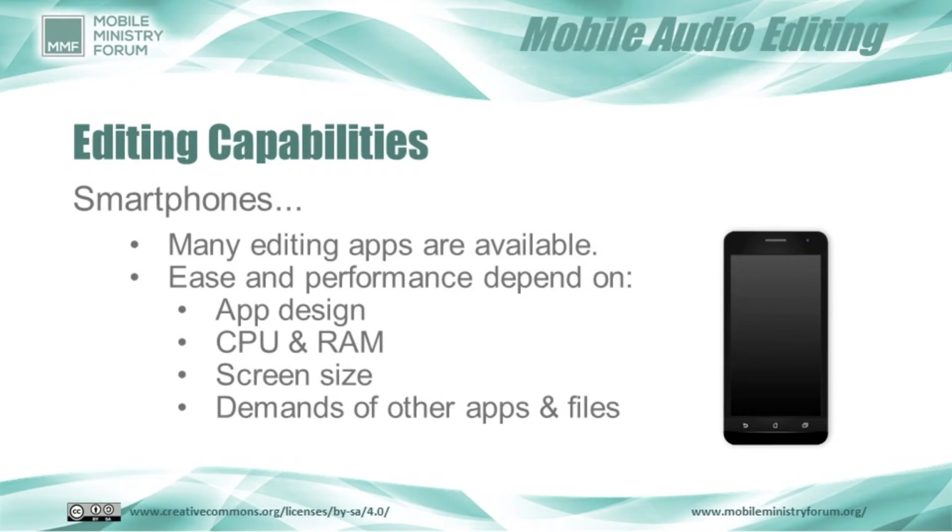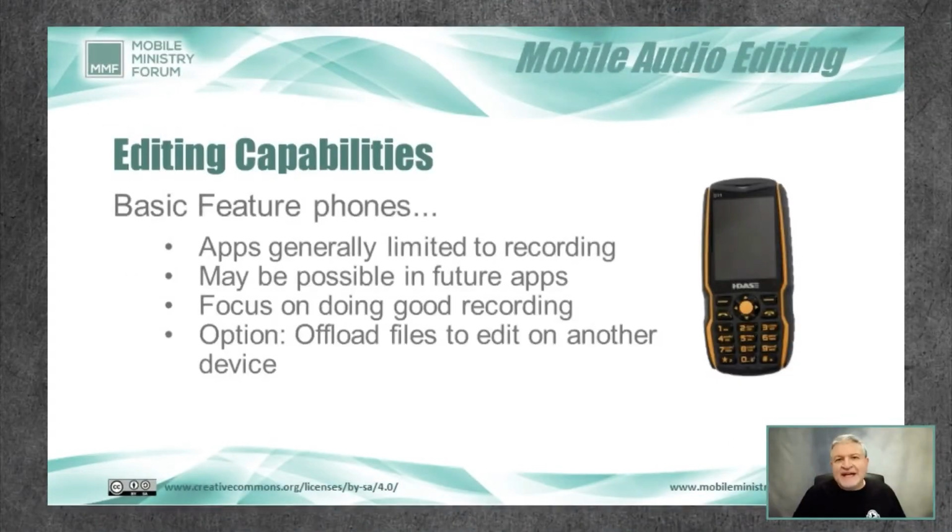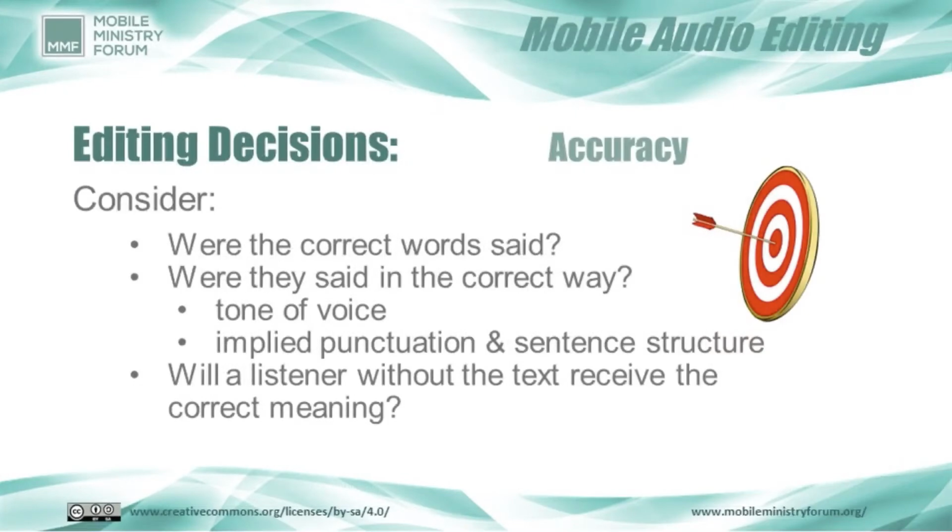If you have too many other apps running in the background, then editing on a phone can be a very slow process. I'm not aware of any apps for a feature phone that would allow editing an audio file, but this may change in the future as more apps become available. If all you have available is a feature phone, then you need to focus on trying to get the best recording possible instead of relying on editing. Or another option is to record on your feature phone and then move the recorded files to a device that can do editing. So what are some of the things that we need to think about when editing?